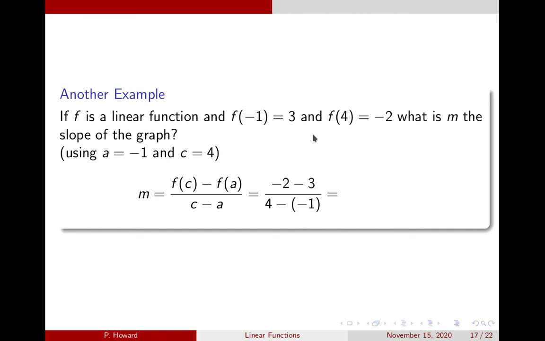Okay, f of c is f of 4, which is minus 2, and f of a, since a is minus 1, is 3. So f of c minus f of a will be minus 2 minus 3. C is 4, a is minus 1, so in the denominator we are subtracting minus 1 from 4. 4 minus minus 1. Looks like minus 5 over 5, or minus 1 is the slope in this example.